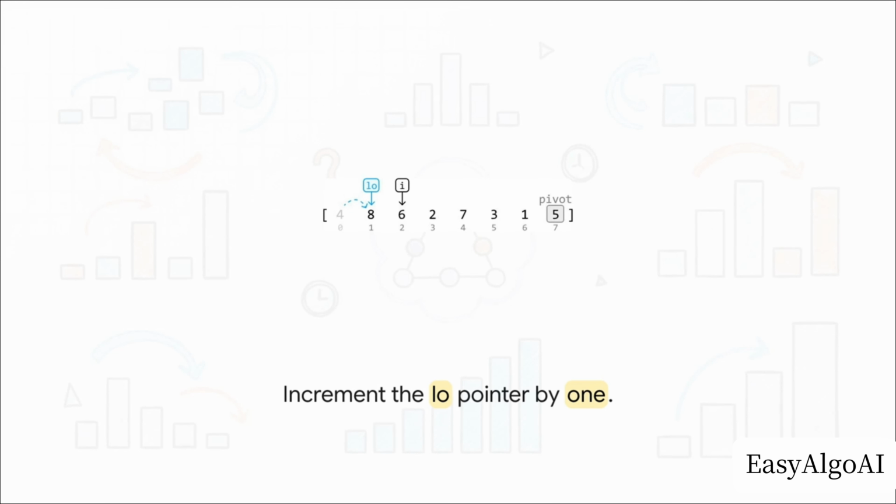Since we successfully placed a small number at the low index, we just bump that low pointer up by exactly one space. Now it's pointing at the 8, standing by, completely ready to receive the very next small number our scanner i happens to stumble across.